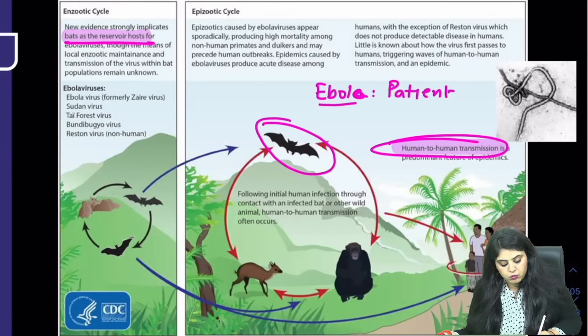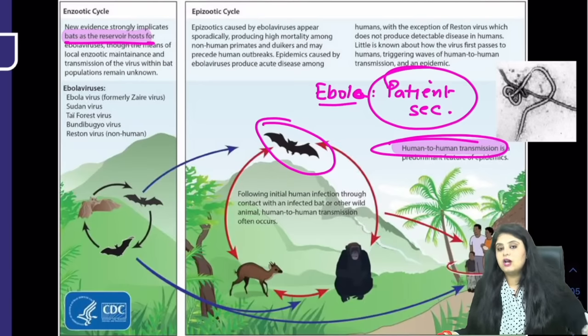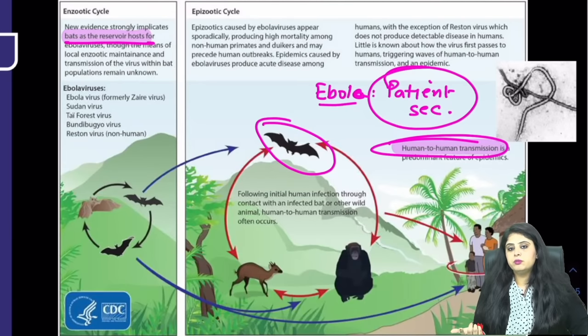So what life cycle will they give you for Ebola out there? Because it's primarily human to human. But yeah, since you wanted to see it, this is what can be there.